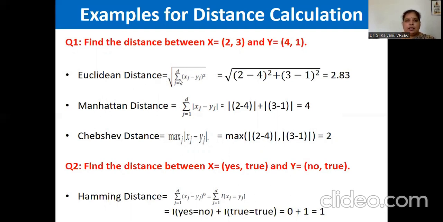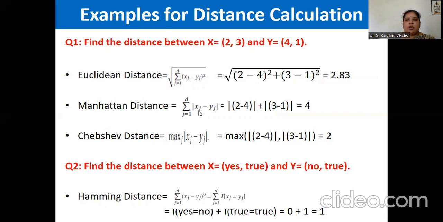If you recollect the formula, it is the square root of sigma j equals 1 to d of (xj minus yj) whole square. If we apply this formula to this example, because I have two dimensions, the sigma is the sum of two differences. The first is the first dimension difference, that is (2 minus 4) whole square, plus the second dimension difference (3 minus 1) whole square, and the whole sum under a square root. So it is the square root of 2 square plus 2 square, which is the square root of 8, whose value is 2.83.